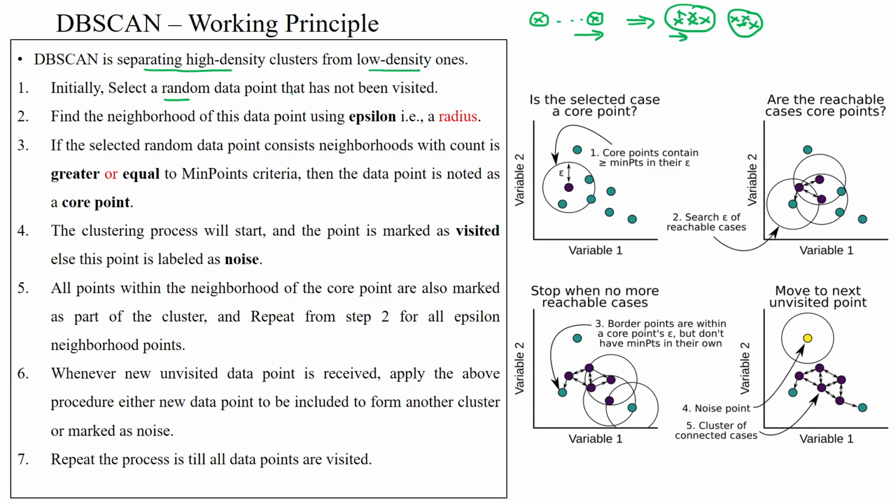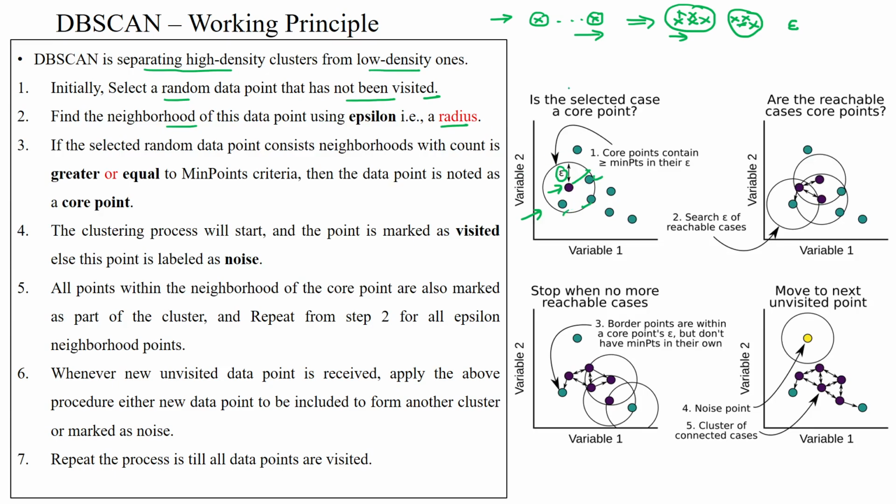Initially, we will select a random point from the given data set which is not explored already, which is marked as not visited. Then, using the epsilon value, we can find the neighborhood of this data point, that is the radius of the cluster. In this example, this is the data point selected initially, then we use the epsilon distance for finding the neighbors. Based upon the epsilon distance, it has three neighbors: 1, 2, 3.